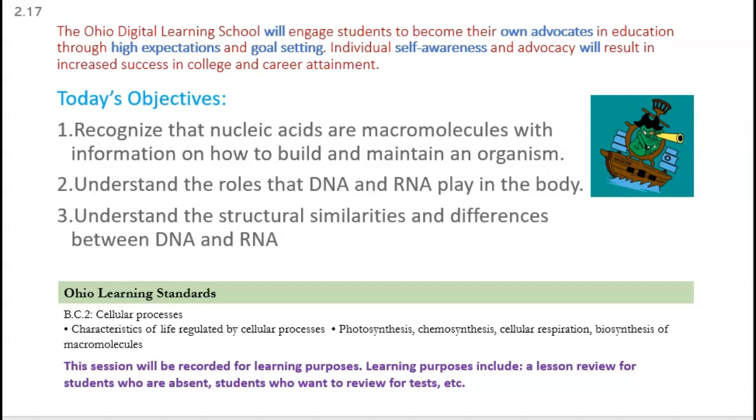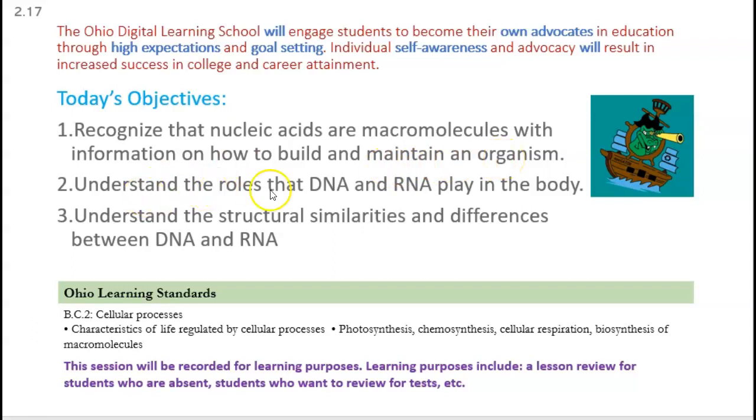Hi everyone, welcome. Today we are covering Unit 2, Lesson 17, 2.17, and it's all about nucleic acids, one of our organic macromolecules. Our objective today, we are going to recognize that nucleic acids are macromolecules with information on how to build and maintain an organism.